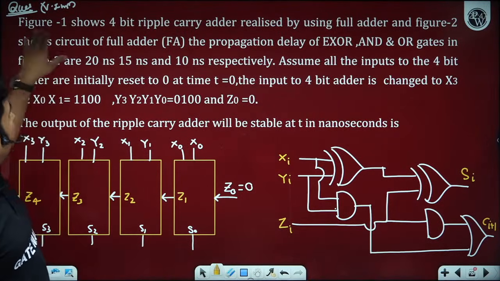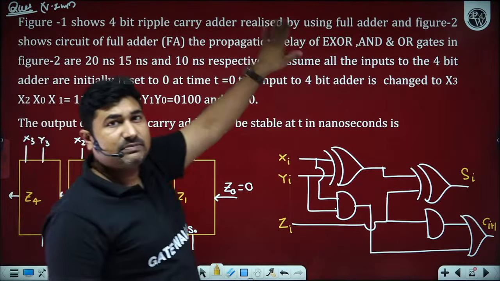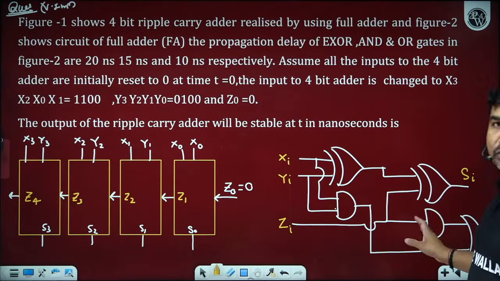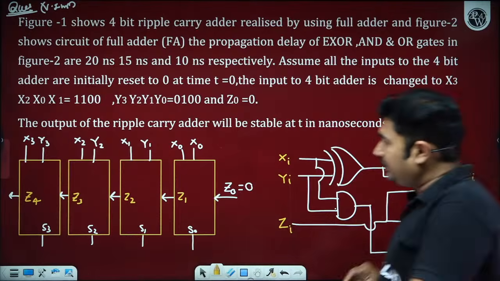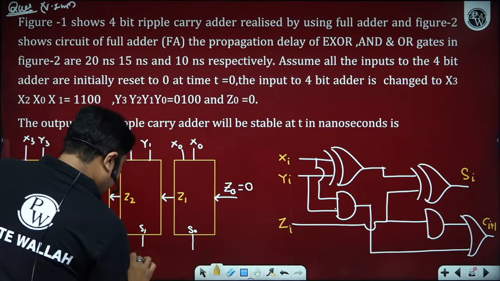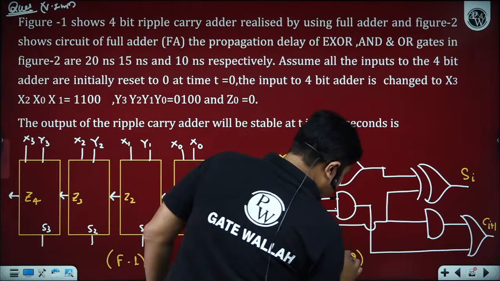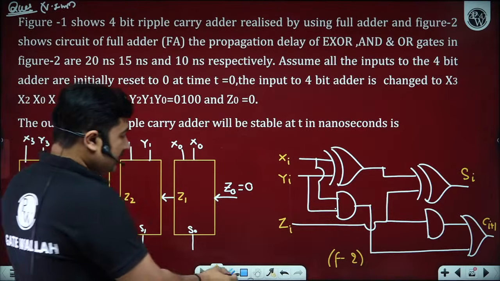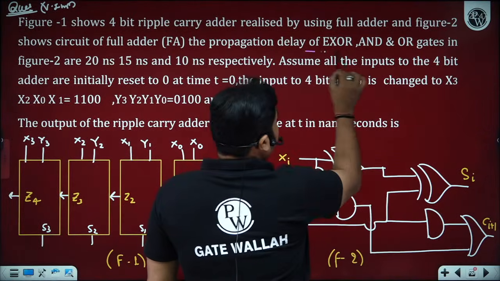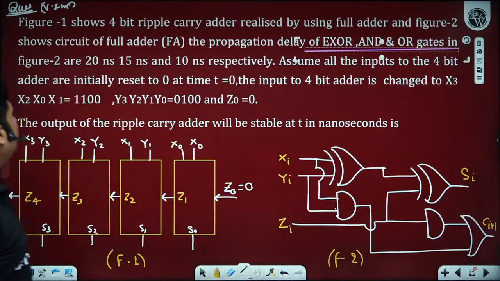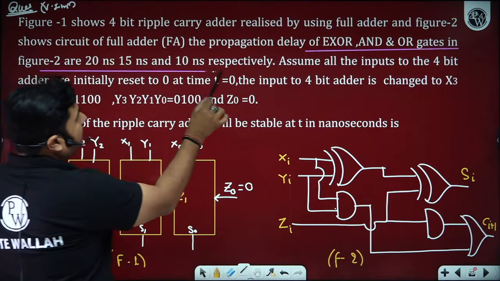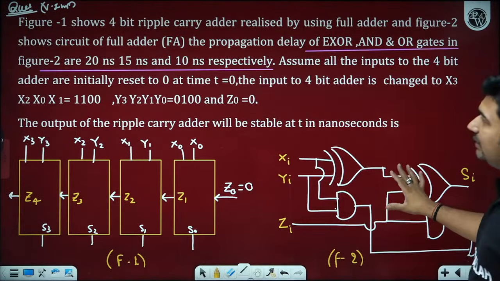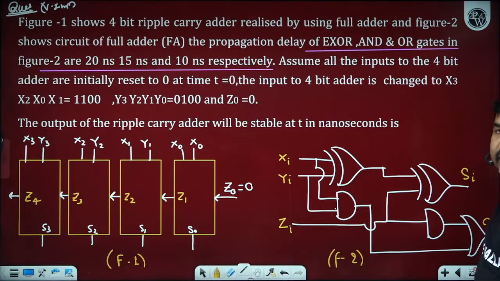Yes, sir. So figure 1 shows a 4-bit ripple carry adder realized by using full adders, and the circuit of the full adder is shown in figure 2. Is it okay? So we have figure 1 and figure 2. Now next is the propagation delay of XOR gate, AND gate, OR gate in figure 2, which are 20 nanoseconds, 15 nanoseconds and 10 nanoseconds respectively.